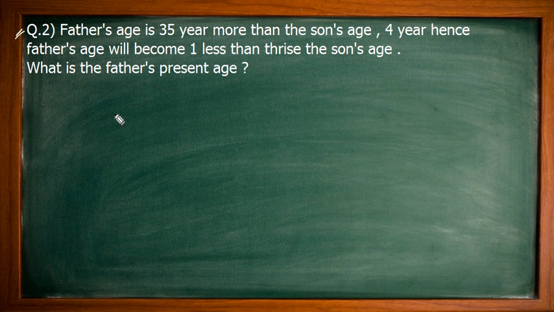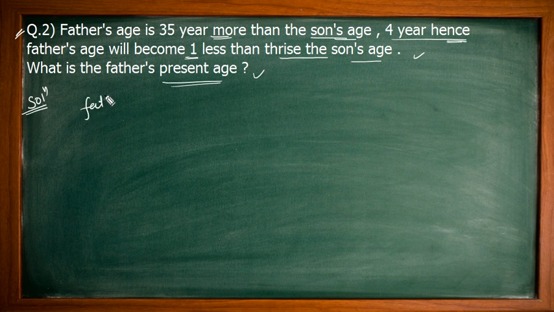Question number 2 is saying that father's age is 35 years more than the son's age. 4 years hence, father's age will become 1 less than thrice the son's age. What is the father's present age? Okay, so this is our question right now. Solve it in the previous way that I have told you. Father and the son, father is associated with F and son is associated with small s.